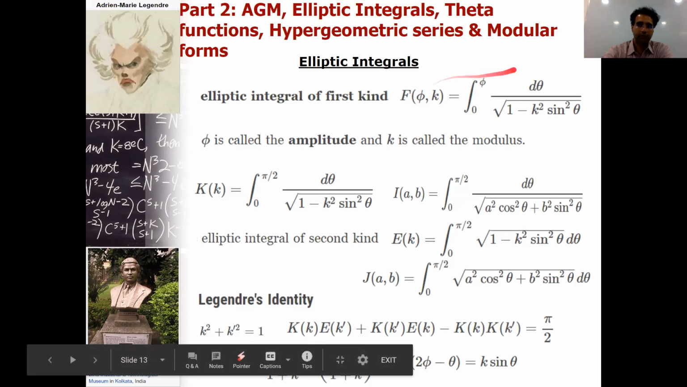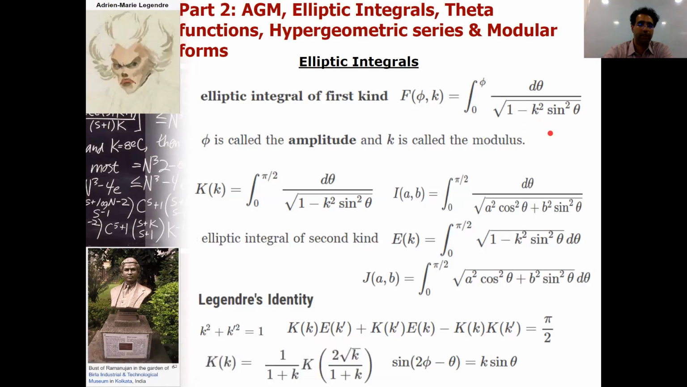The elliptic integral of the first kind is of this form that's given here. So F of k is the integral from 0 to pi of d theta by root of 1 minus k square sine square theta. Here phi is called the amplitude and k is called the modulus. This modulus is where the modular forms and the modular equations come from. So k is the modulus, and all the equations that are formed using k are called modular forms and modular equations.